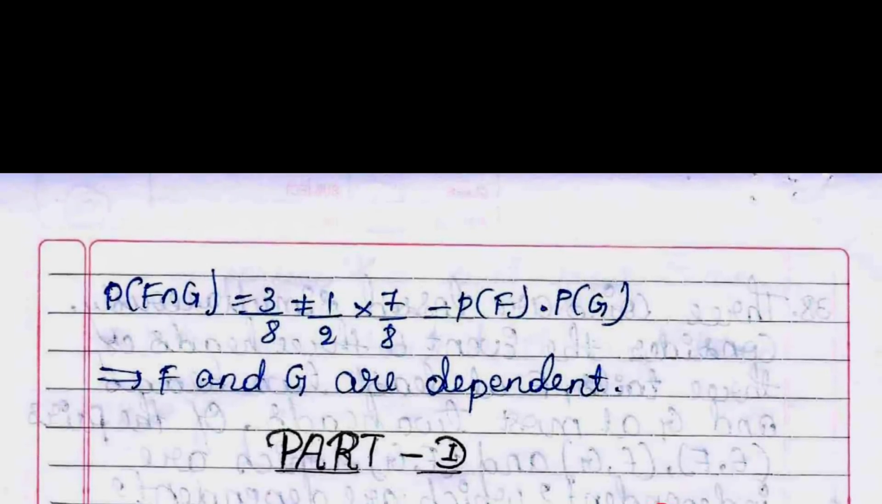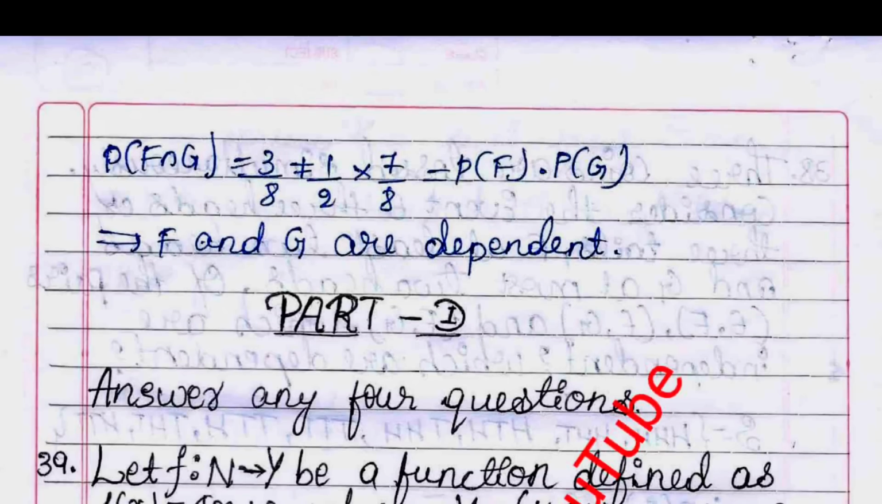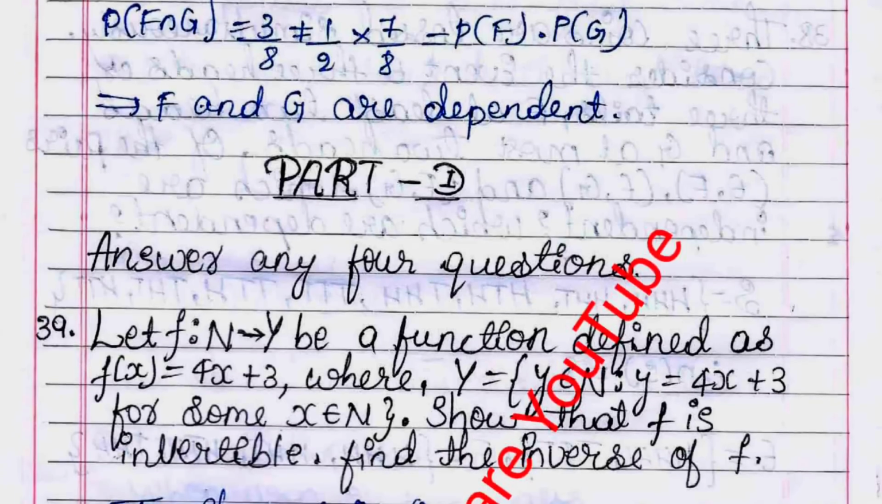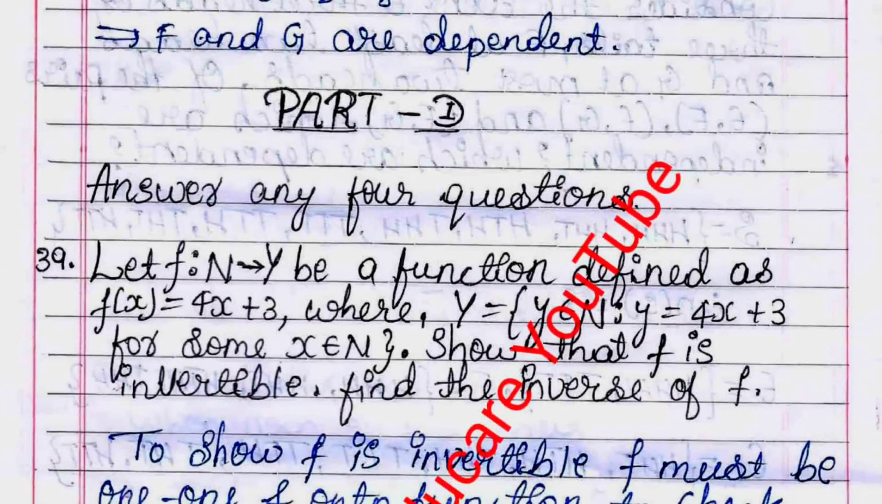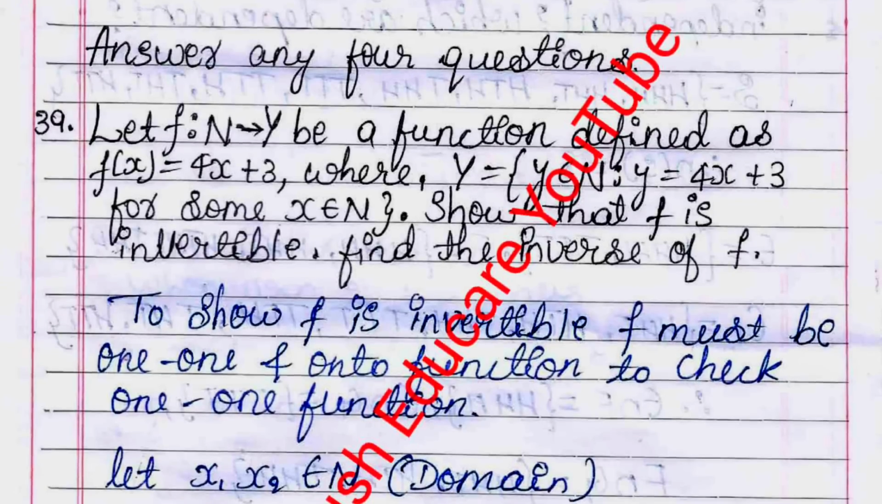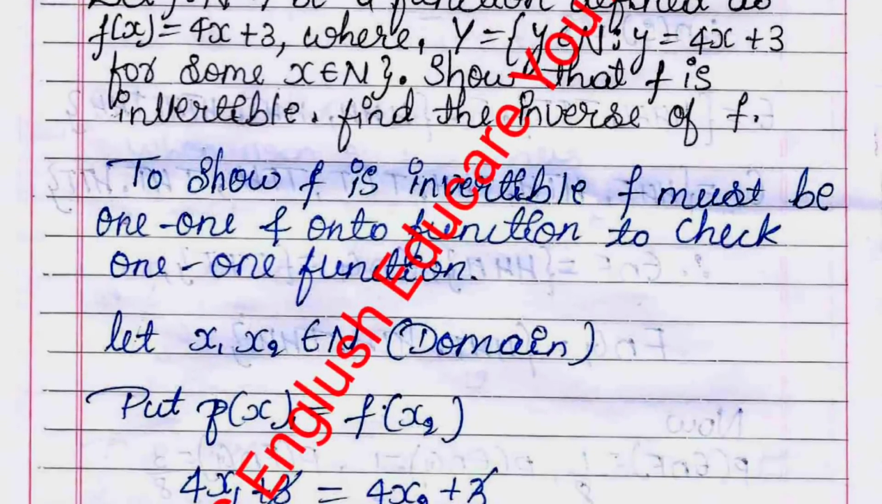Part D. Answer any 4 questions. Let f from N to Y be a function defined as f(x) = 4x + 3, where Y = {y : y = 4x + 3 for some x belongs to N}. Show that f is invertible. Find the inverse of f, and the answer is below.